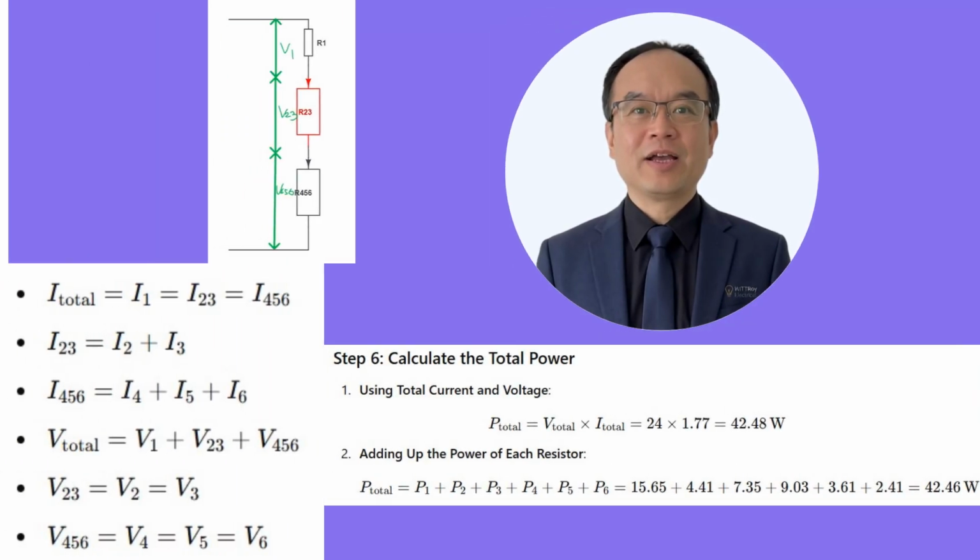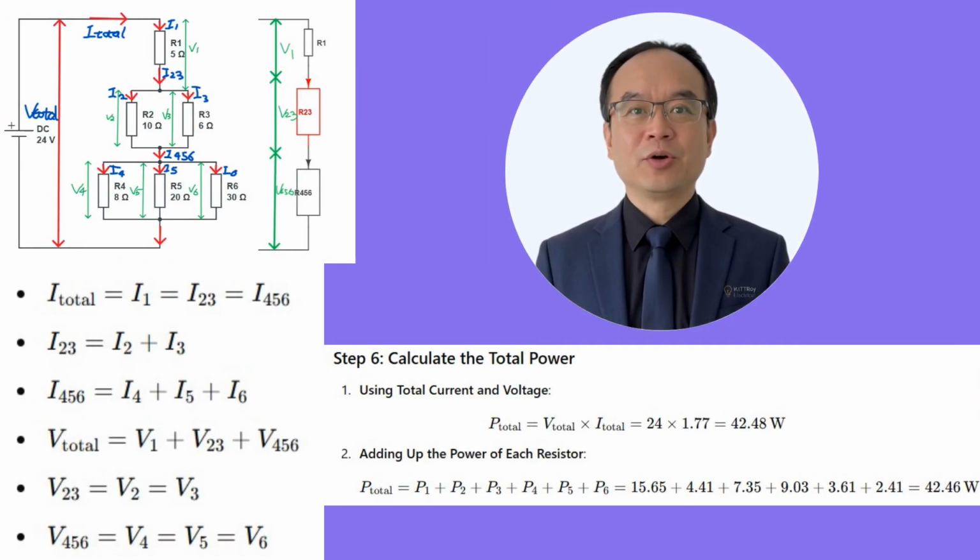Step 6. Calculate the total power. When it comes to the total power, we have two calculation methods. Option 1, we can calculate the total power dissipation for the entire circuit using any two of I total, V total, or R total. Option 2, we add up the power dissipated by each individual component, P1, P2, P3, P4, P5, and P6. P total equals 42.48 watts.